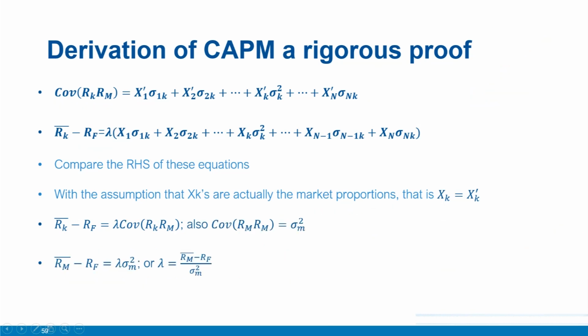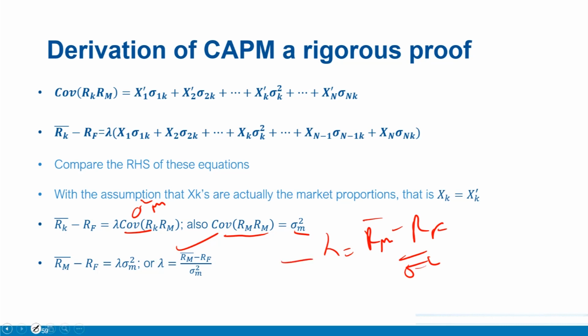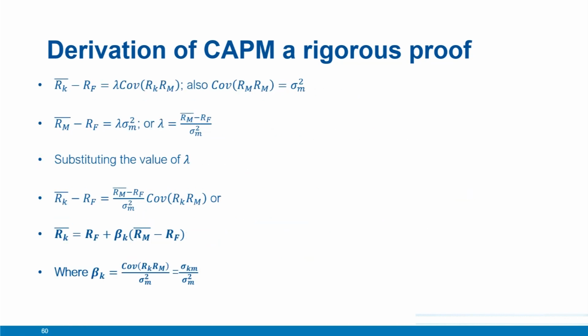And with that argument, covariance of rm with itself is sigma square m. So the lambda value is obtained as rm bar minus rf upon sigma square m. So we get a value of lambda using the fact that this will hold for the market portfolio as well. Now that we have the relationship for lambda, let's substitute that in our original model. We get rk bar minus rf equals this lambda term into covariance of rk and rm.